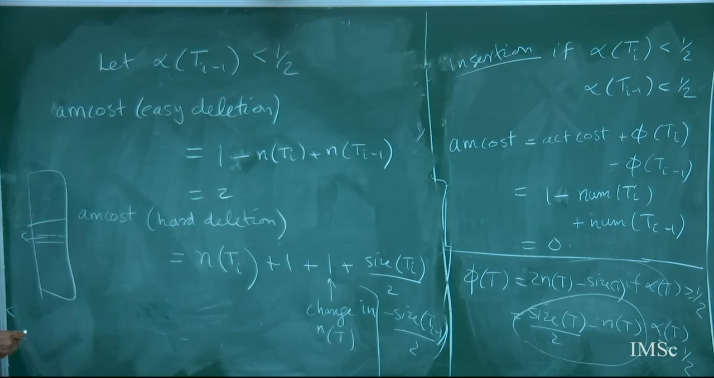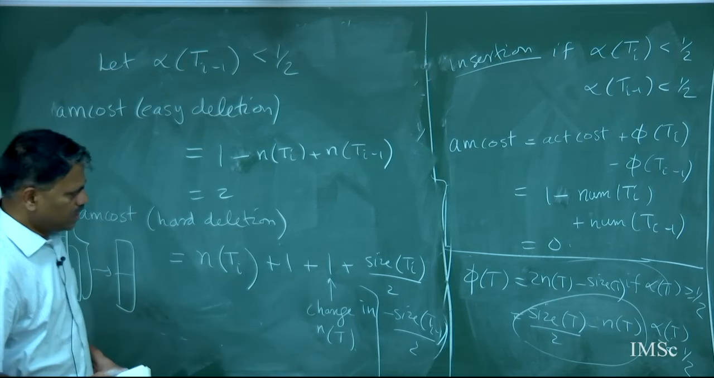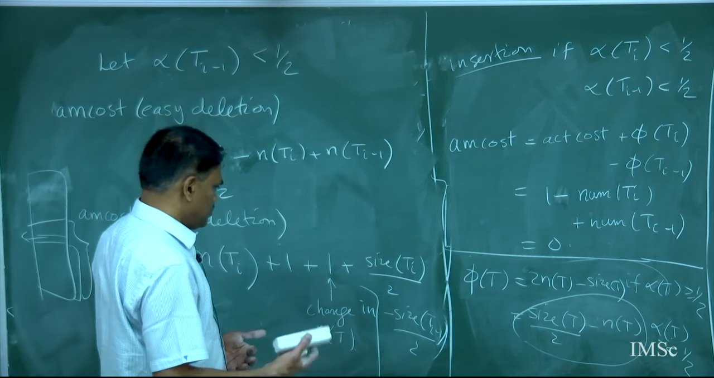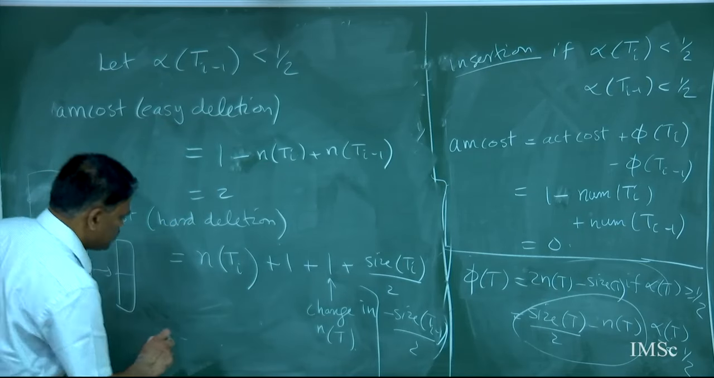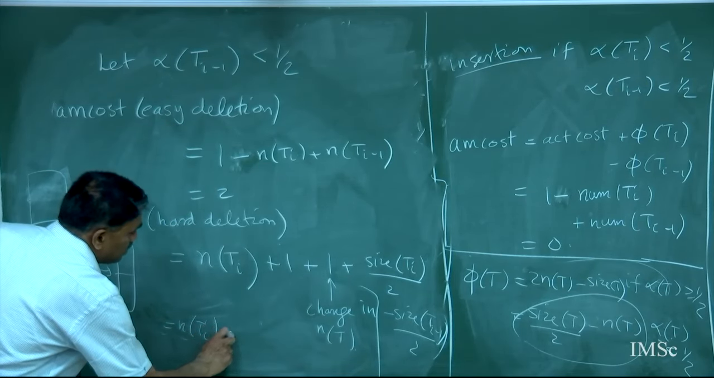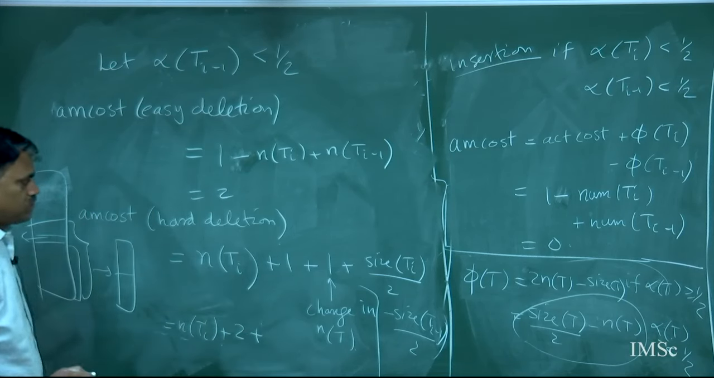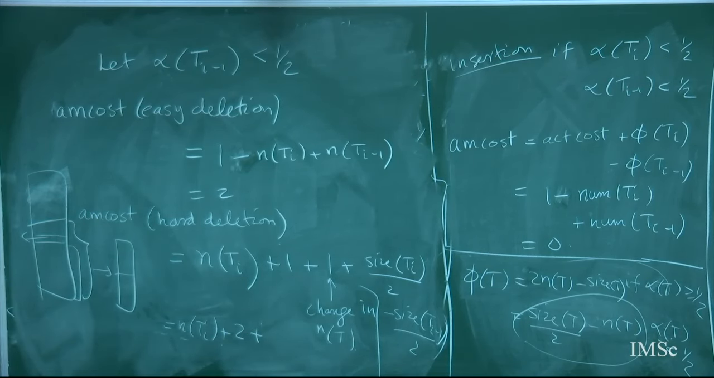So what do I do when I contract? When the table becomes 1/4, right? Only this much is there. Then I just give away this half of the portion because I want to make sure the load factor is at least half, right? So I will copy and put this. So the table size becomes half of what it was. Okay? So this would be n of ti plus 2 plus, so the new table size is half of the original table size.